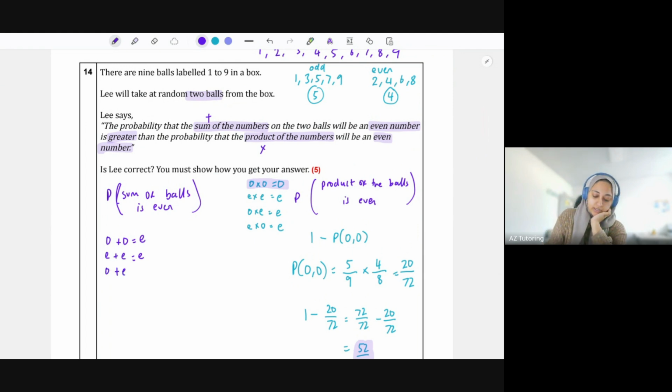What if I get odd and then even? If I have an odd number, 5 add 4, 9, that's odd. Let's try another one. 9 plus 2 gives me 11, so yeah, it gives me odd. And then even plus odd would also be the same. That would also give me odd as well. So we need the sum of the balls to be even, which is these two options here.